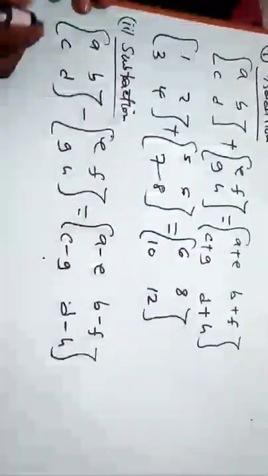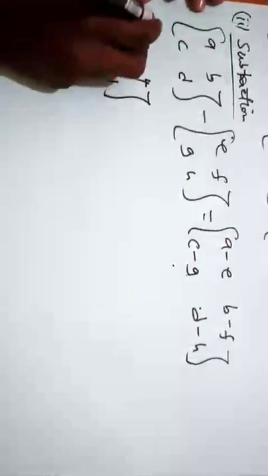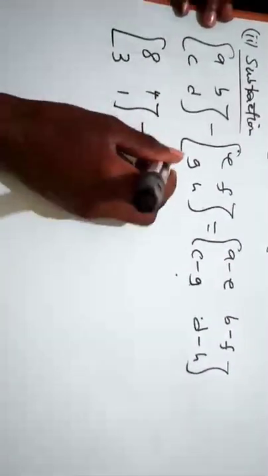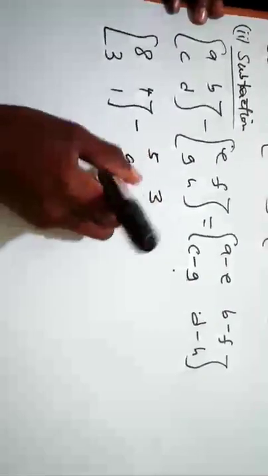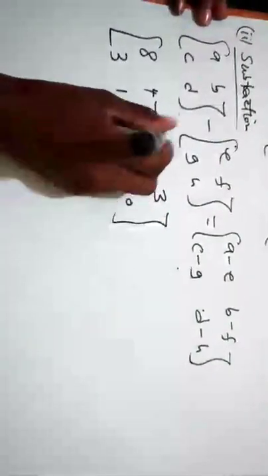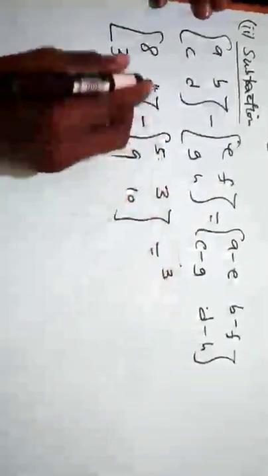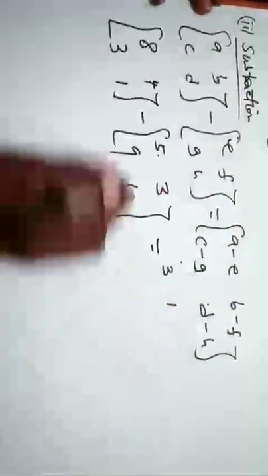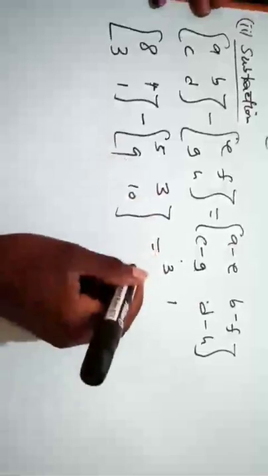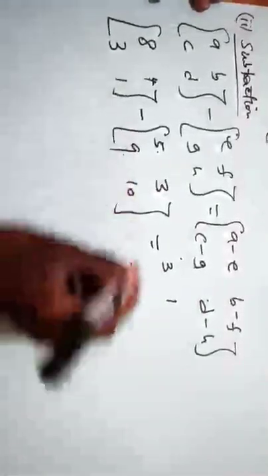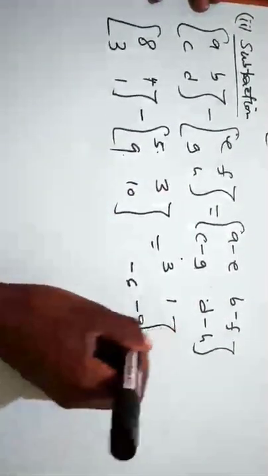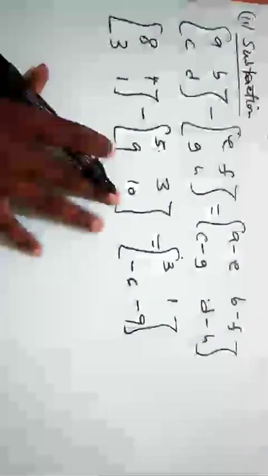So assuming we have numbers, we have 8, 4, 3, 1 as our first matrix, then we are subtracting 5, 3, 9, 10. So when we are subtracting this matrix, we take 8 minus 5, which is going to give us a 3, then 4 minus 3, which is going to give us a 1, then 3 minus 9, which is going to give us a minus 6, then 1 minus 10, which is going to give us a minus 9. So it is a direct thing.